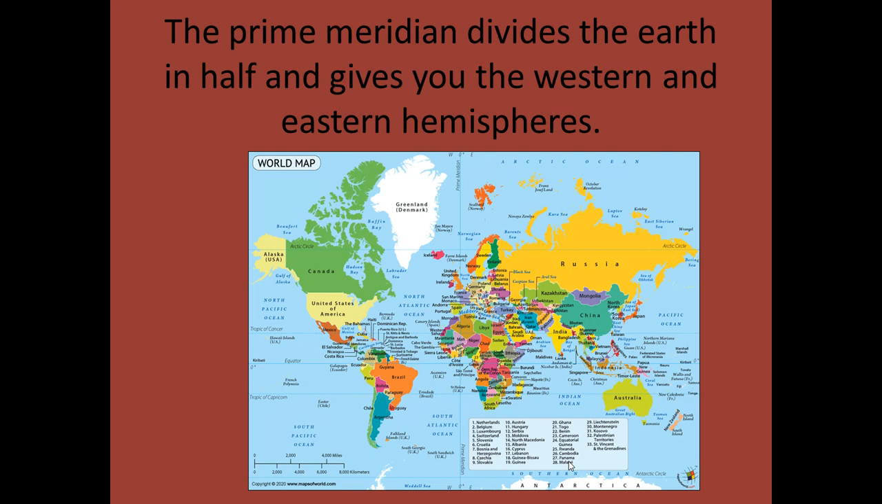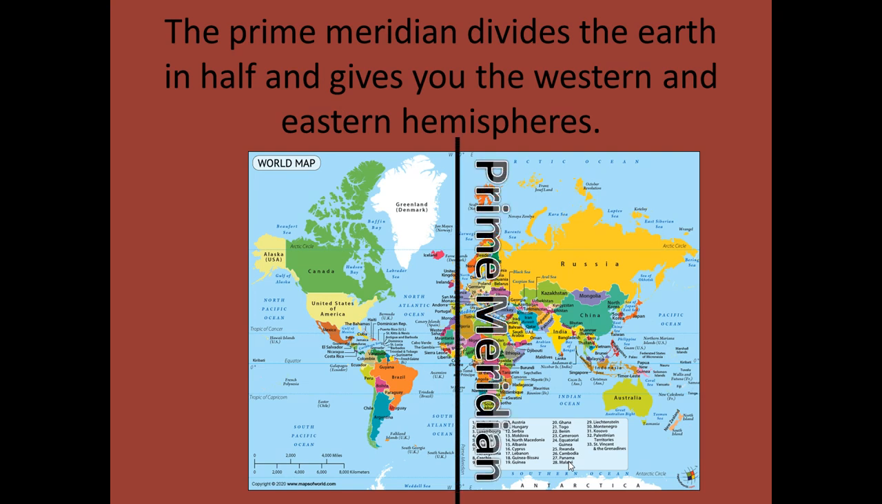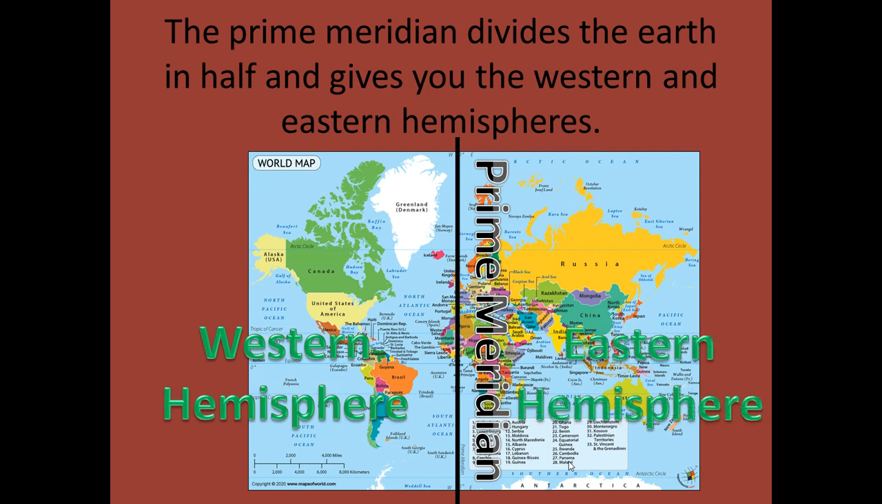The prime meridian divides the Earth in half and gives you the western hemisphere, that is all the land and water west of the prime meridian, or on the left side of the prime meridian. It also gives you the eastern hemisphere, which is all the land and water to the east of the prime meridian, or on the right side of the prime meridian.